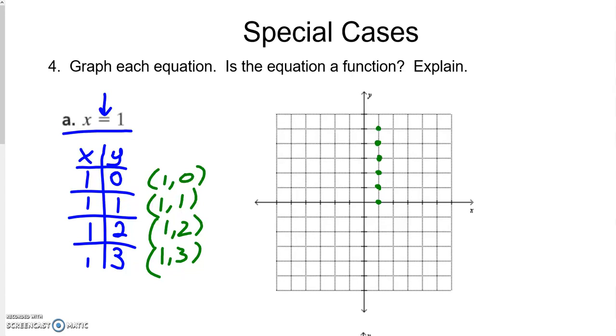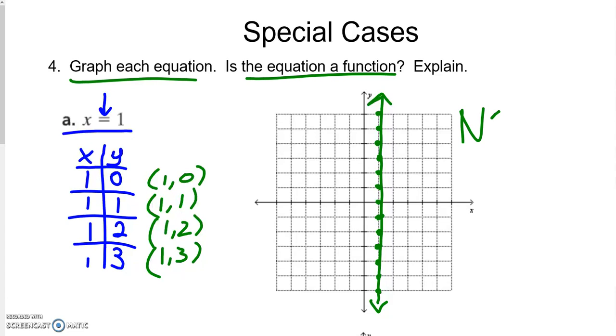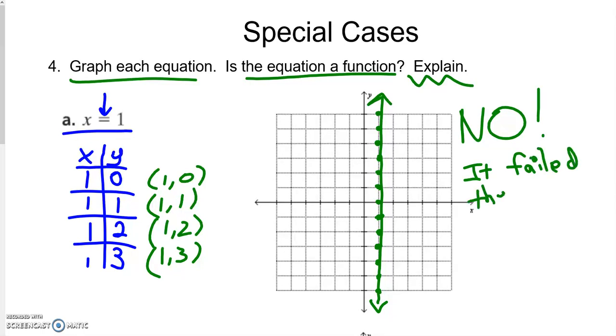Hey, the pattern here is just keep going up by 1, but don't go to the right or left any. Well, I could reverse that. Just go down. I'm going to get as many dots on here as I can, and when I connect them, let's see, graph the equation. I did that. Is this thing a function? No, it's not a function. It failed the vertical line test. I don't want vertical lines. If I get a vertical line, it's not a function.